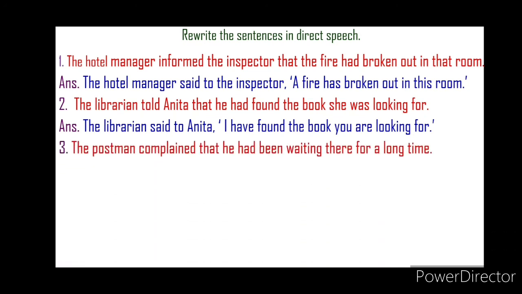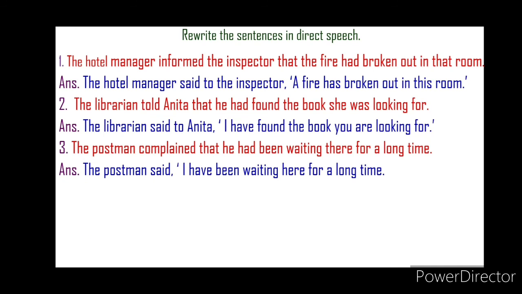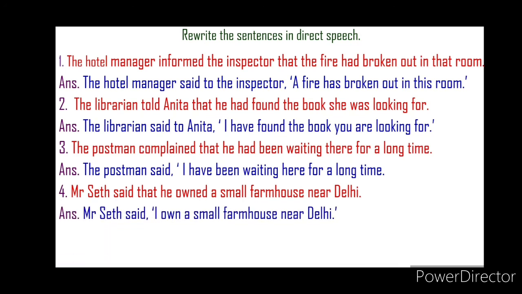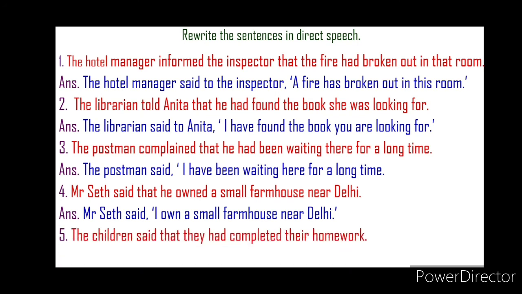Third, the postman complained that he had been waiting there for a long time. Answer, the postman said, I have been waiting here for a long time. Fourth, Mr. Seth said that he owned a small farmhouse near Delhi. Answer, Mr. Seth said, I own a small farmhouse near Delhi. Fifth, the children said that they had completed their homework. Answer, the children said, we have completed our homework.